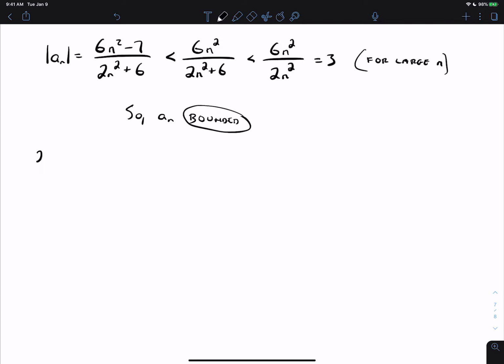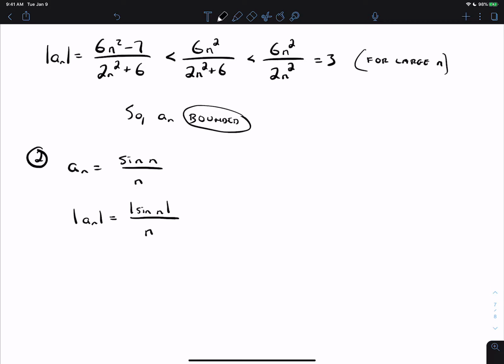Let's do another example. So if we have an equals sine n over n. All right, so we're going to again look at the absolute value of this to try to prove that it's bounded above and below. So the absolute value of sine n, we can't really simplify. We need to keep that as absolute value of sine n, but the absolute value of n is n. And again, if we need to review absolute value, there's a video on that under the prerequisite material part of the channel.